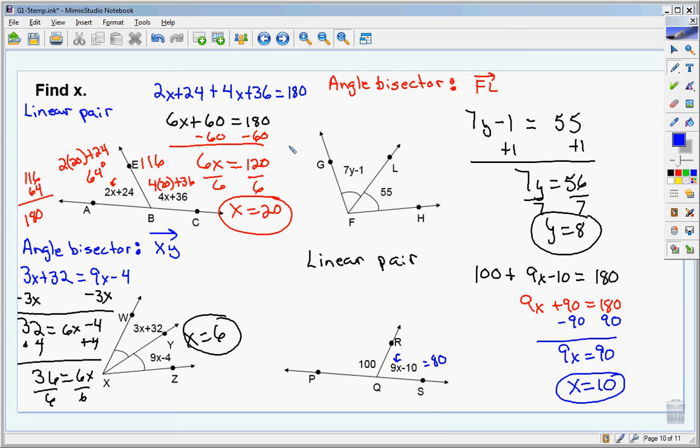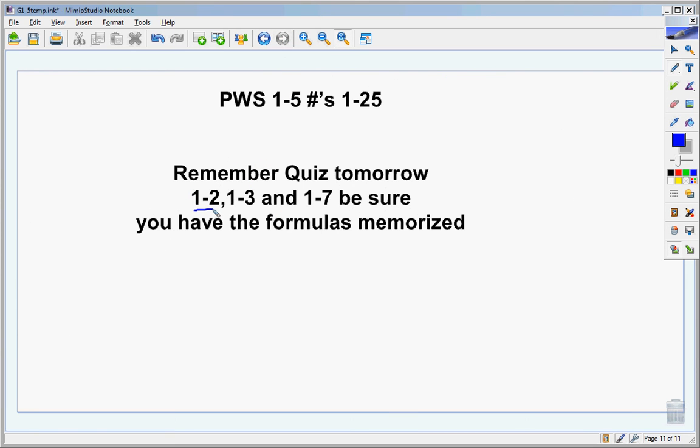So is this on the quiz tomorrow also? No. Here's what's on the quiz tomorrow: 1.2, 1.3, and 1.7. Remember that 1.2 and 1.3 were about naming points, lines, planes. What's collinear? What's coplanar? 1.3 actually talked about distance and midpoint on a number line and segment addition. In other words, if B is between A and C, AB plus BC equals AC. Part of the segment plus the rest of the segment equals the whole thing. 1.7 was distance and midpoint on the coordinate plane, and you need to know those formulas.